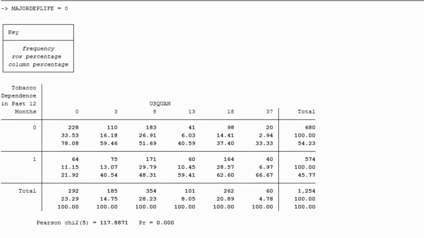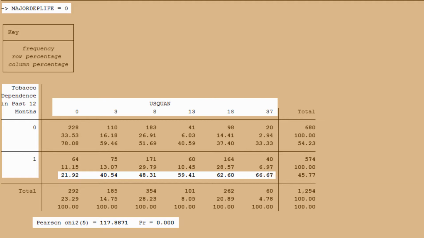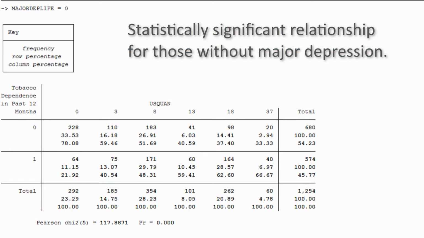Here are the results. You can see the cross tabulation table looking at usual quantity by tobacco dependence in the past 12 months. First, for major depression equal to 0, which is those without major depression, the chi-square value is large and the p-value is quite small. In addition, the column percents reveal what seems to be a positive linear relationship, with percentages of nicotine dependence increasing between lower levels of smoking and higher levels of smoking.